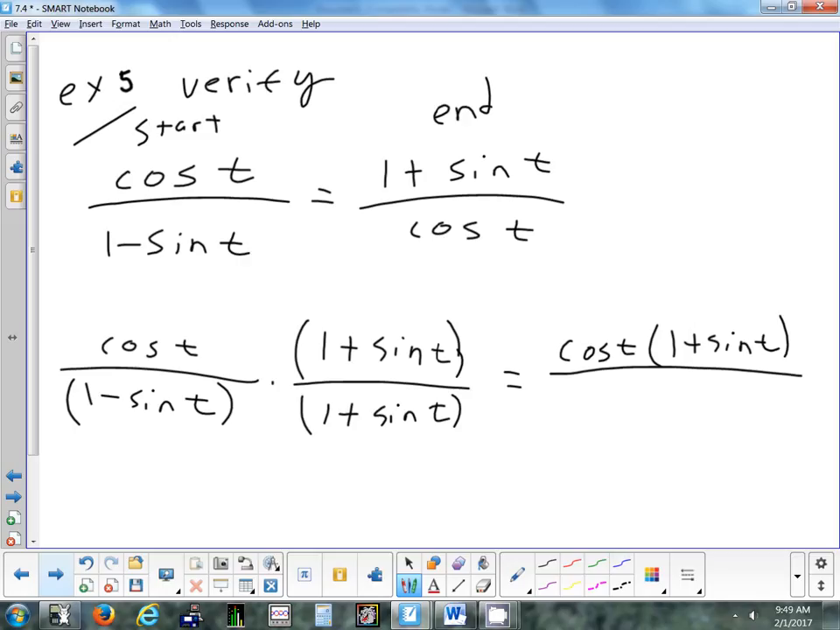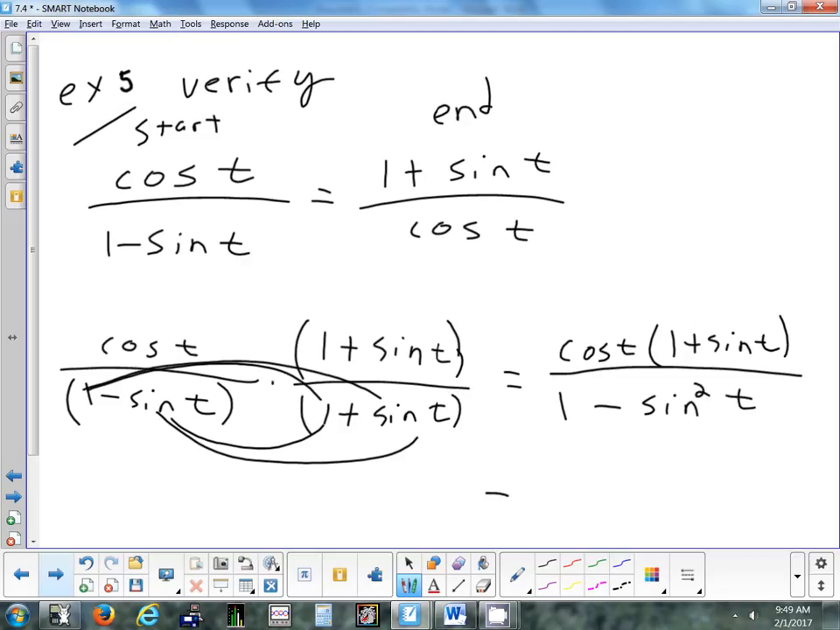Okay, now let's do out what's in the bottom. What's 1 times 1? 1. What's 1 times sine? And what's 1 times negative sine? There's your canceling, just like I explained before. 1 times positive sine, 1 times negative sine. That's gone. What's a negative times a positive? Negative. And then sine times sine? Sine squared.